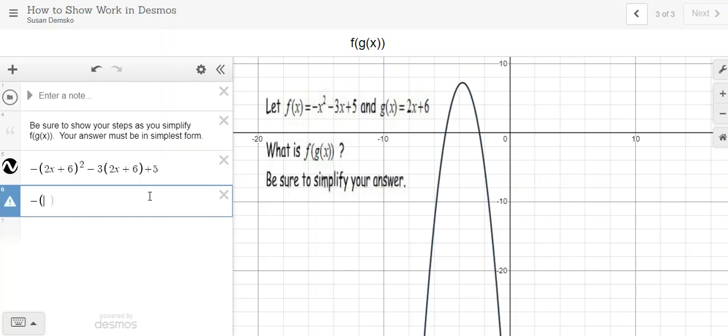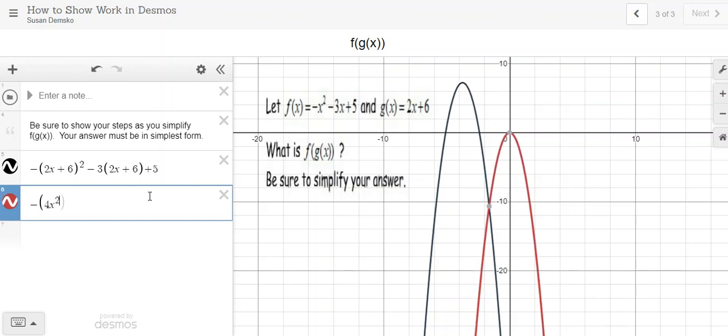So a lot of you have problems with this. Since that first term is squared, a lot of you think that you're going to distribute that first parentheses, and I'm just showing you. I'm not going to change anything else. I'm going to show you that that's not correct because it's not going to graph correctly.